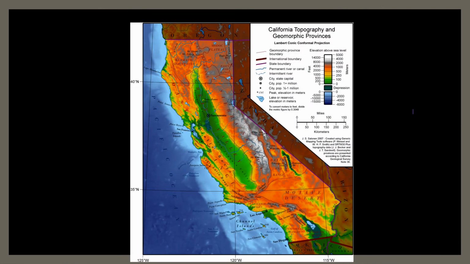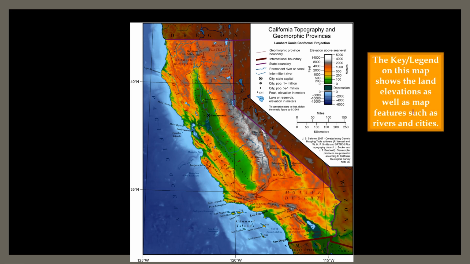So the next map that we are going to talk about is the California topographical map. And this map is going to be very unique for us. So first of all, it does have a key or legend. And on this map, the key or legend shows the land elevations as well as map features such as rivers and cities. And then on our map, circling my key, we can see that our elevation here is color-coded.